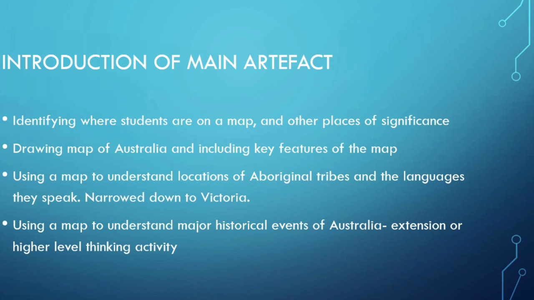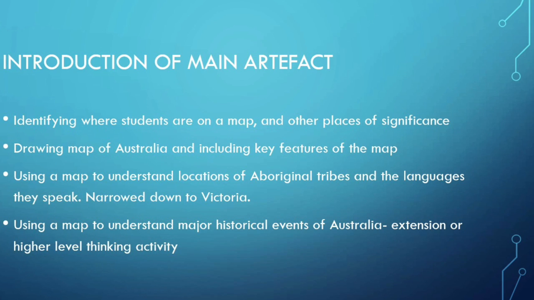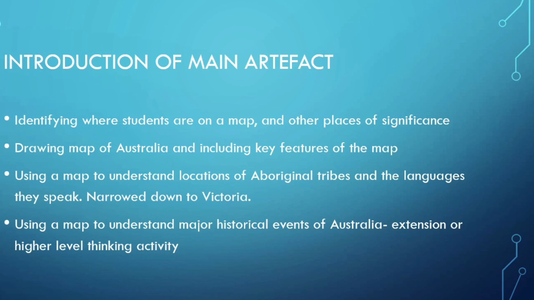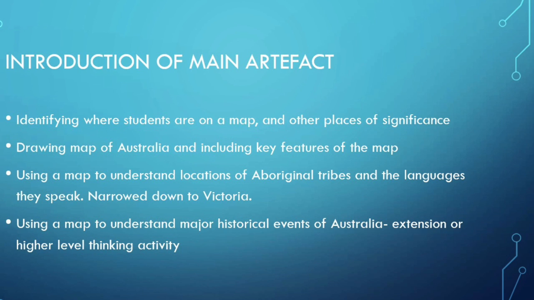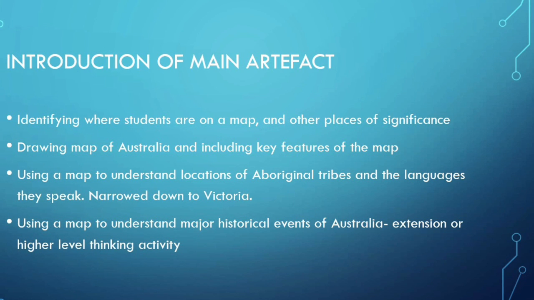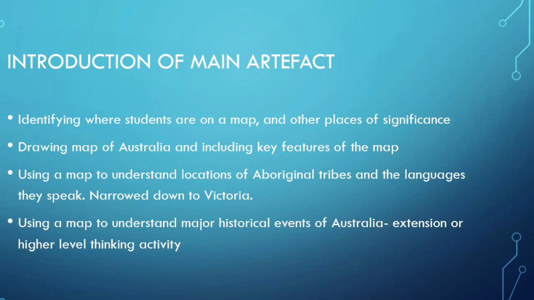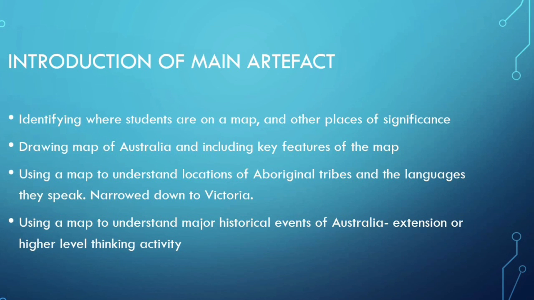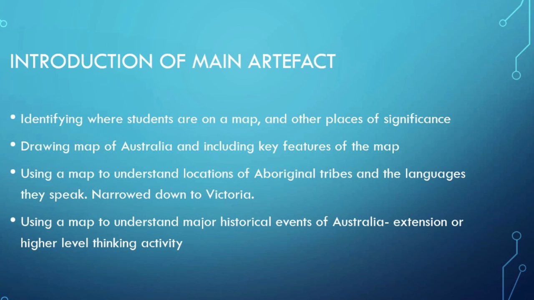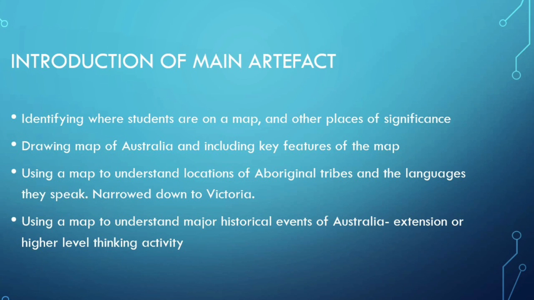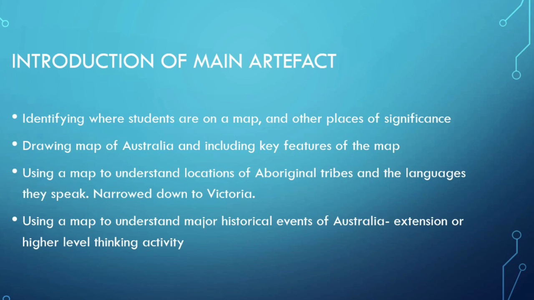Now, focusing on the main artefact for the unit being a map of Australia, a number of activities can be used to delve deeper into the aspects of what a map can mean. Activities can include identifying where they currently are on a map and other places of significance. For example, where their extended family live and where they've been on holidays. Drawing a map of Australia and including key features of the map, for example, states, capital cities, landmarks, as well as a compass and other important features of a map.